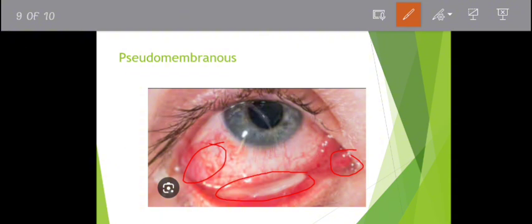During its removal, we just remove it like this. Let's think of this as a cotton bud. We just swab it like this, then swab again, and during this there is no bleeding.